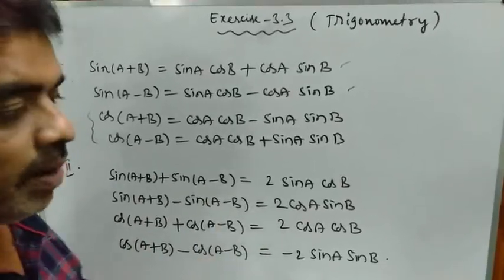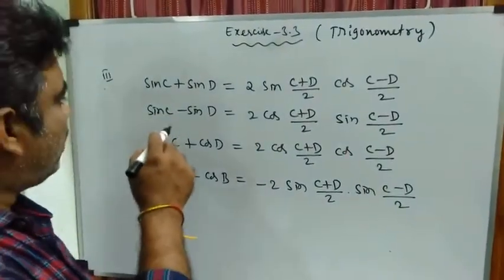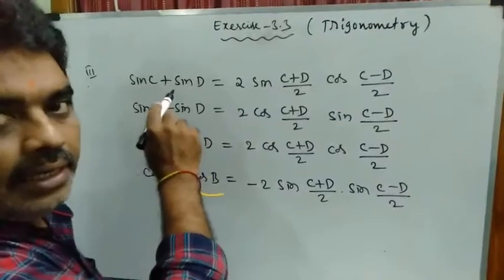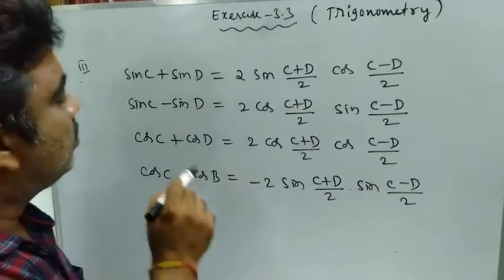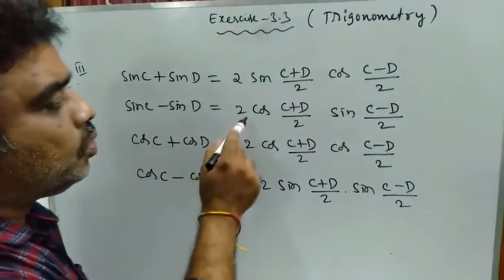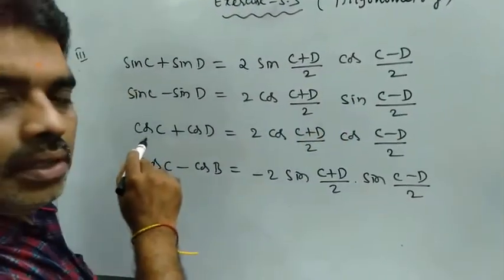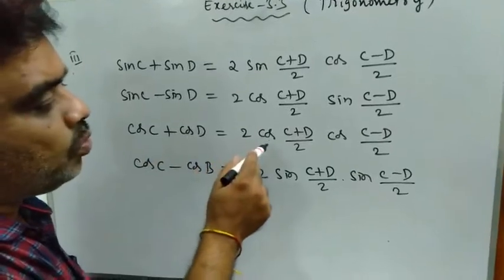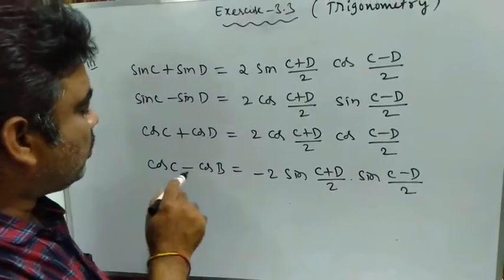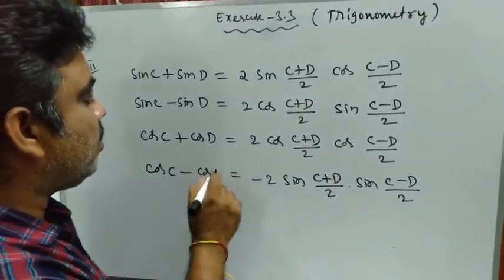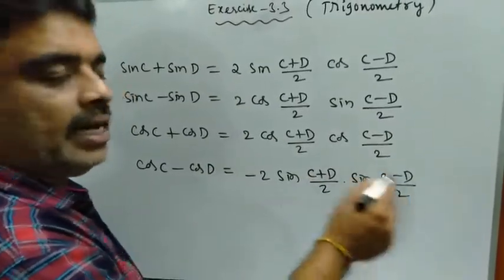I will give another set of formulas, the third set also. Sin C plus sin D is 2 sin((C+D)/2) cos((C-D)/2). Sin C minus sin D is 2 cos((C+D)/2) sin((C-D)/2). Cos C plus cos D is equal to 2 cos((C+D)/2) cos((C-D)/2). And the last one, cos C minus cos D is equal to minus 2 sin((C+D)/2) sin((C-D)/2).